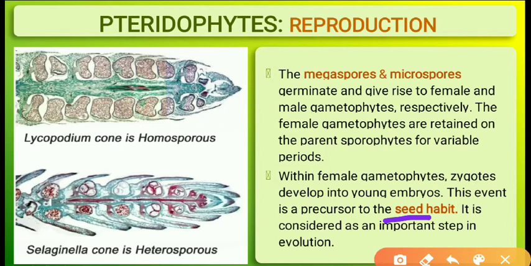Before pteridophytes, bryophytes were there. In bryophytes, seed is not going to form. So these are the first plants in which seed formation is started. And this is an important step in evolution, because the plants from here onward are called spermatophytes, meaning seed-producing plants.